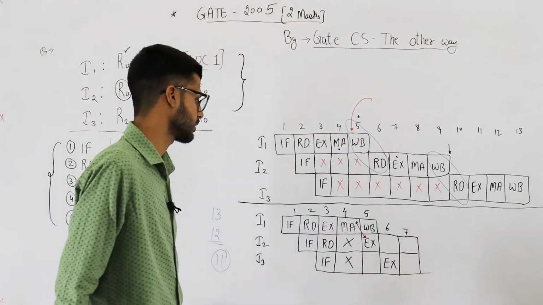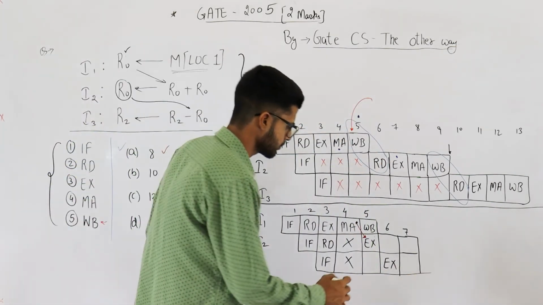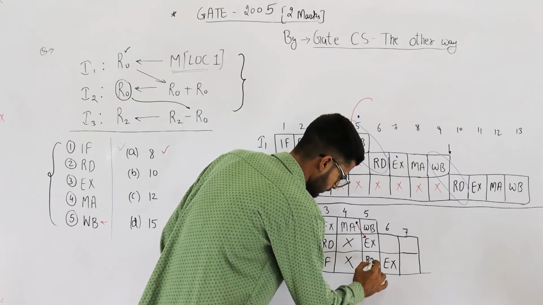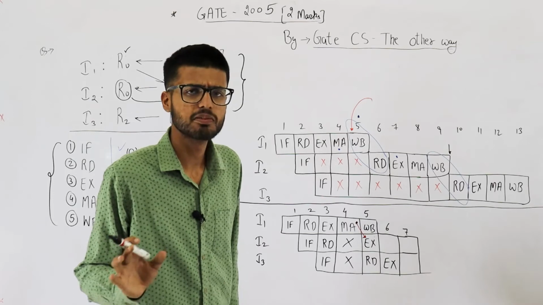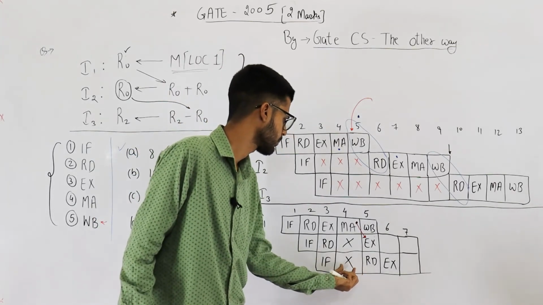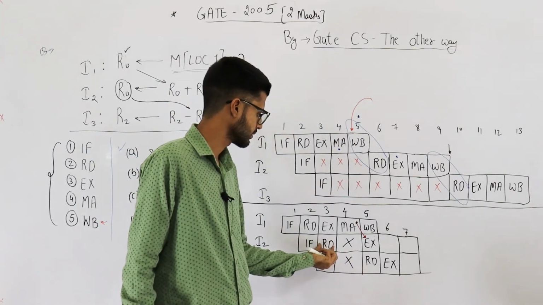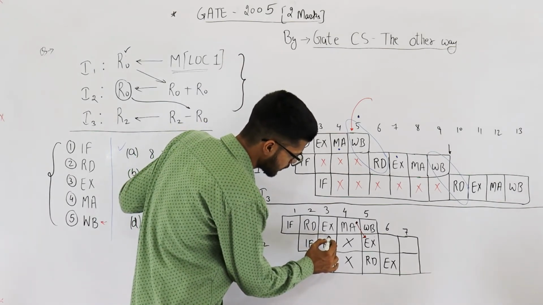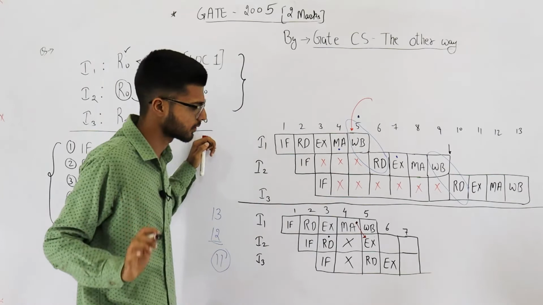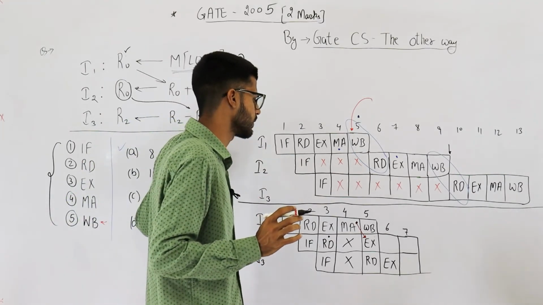Now you might ask what happens to RD. RD can be performed here. That is really dependent on the hardware. Actually, we cannot be very sure if RD is performed here or here. In this instruction I2 also, you can't be very sure that RD is performed in the 3rd clock cycle. It's dependent on the hardware.